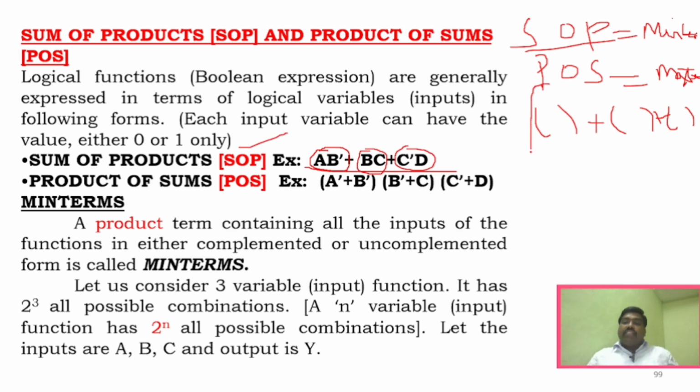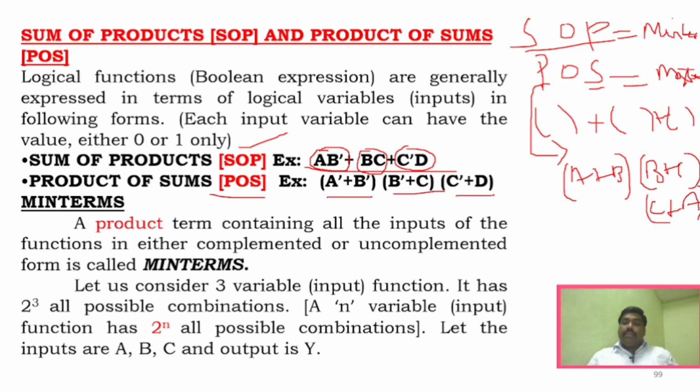And what is meant by product of sum? From the name itself we can understand there should be a sum, that is A plus B, B plus C, C plus A, something like that. There should be sums and a product of those sums. That is what is given as product of sum here. You can see here A dash plus B dash is one sum, this is one sum, and this is one sum, and the product of those sums. So you will understand what is sum of product and what is product of sum.